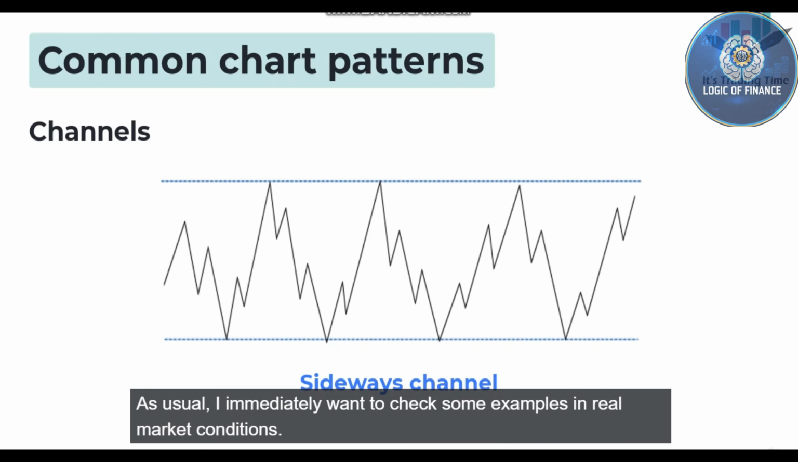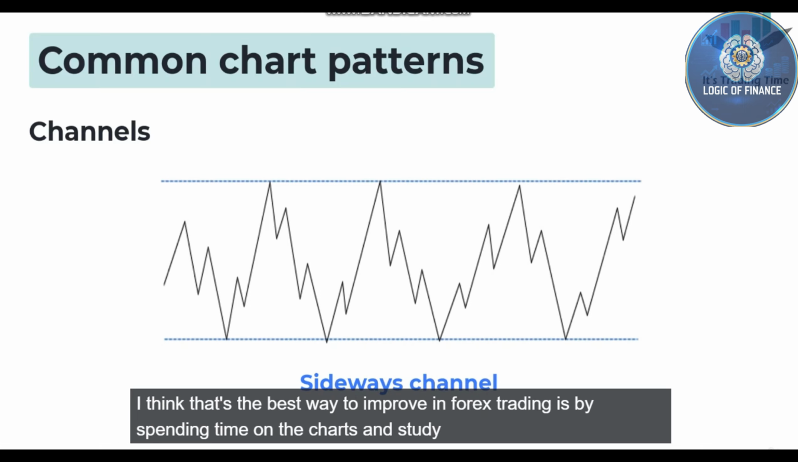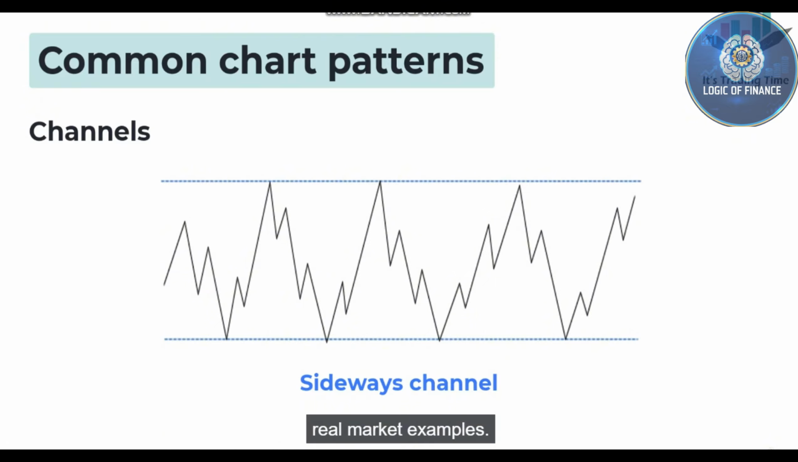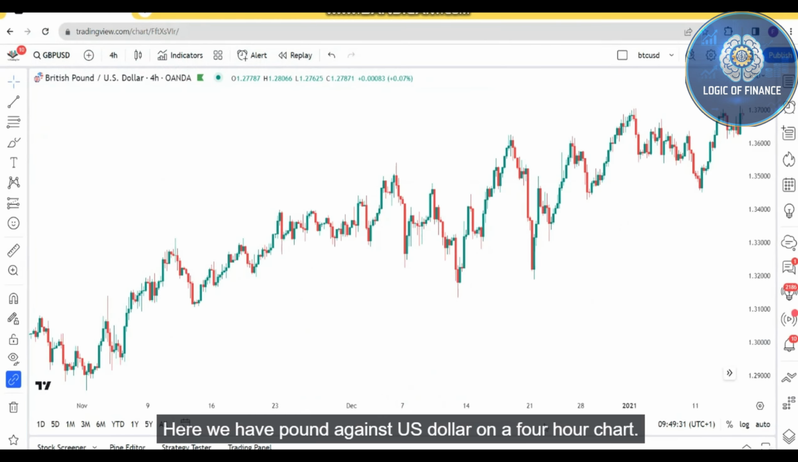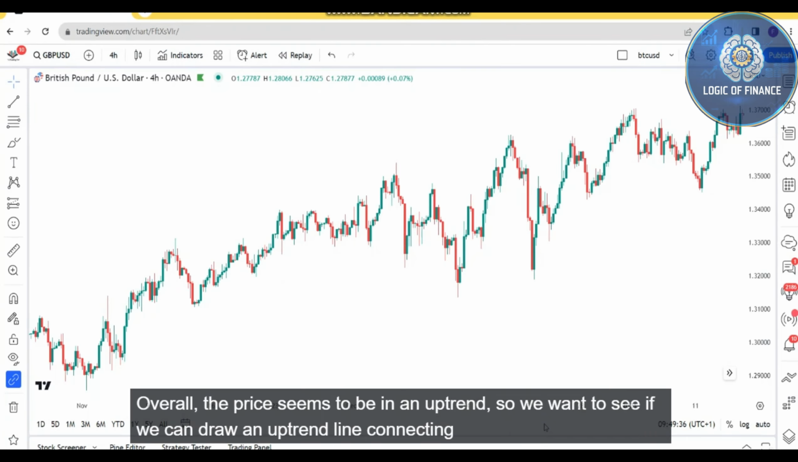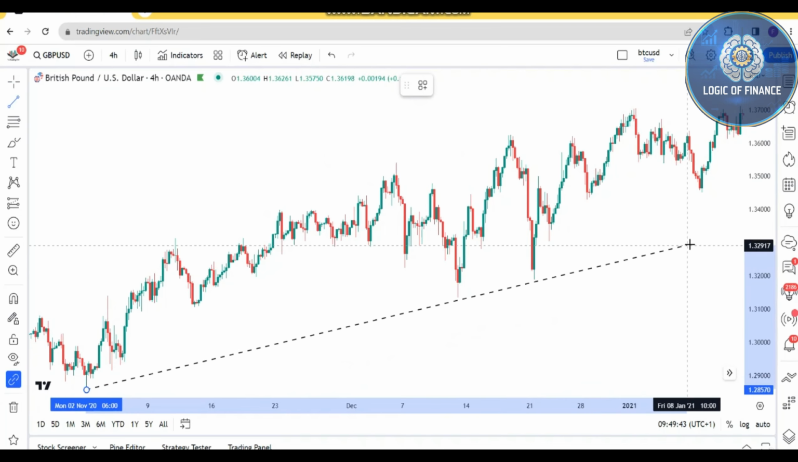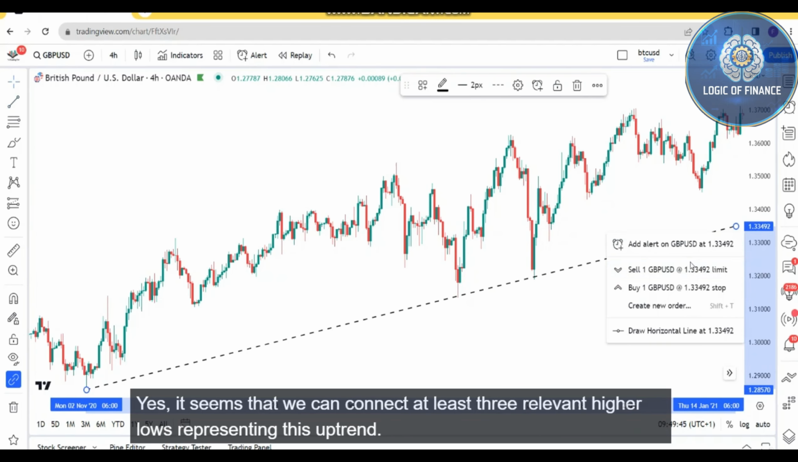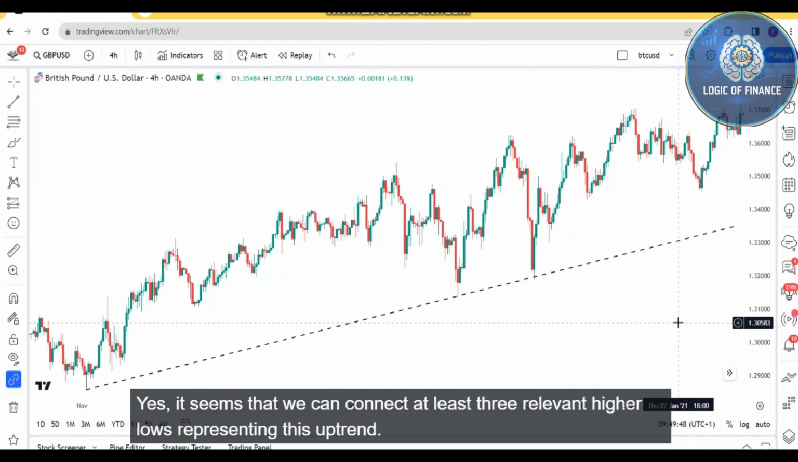As usual, I immediately want to check some examples in real market conditions. I think that the best way to improve in forex trading is by spending time on the charts and studying real market examples. Here we have pound against US dollar on a 4-hour chart. Overall, the price seems to be in an uptrend, so we want to see if we can draw an uptrend line connecting higher lows. Yes, it seems that we can connect at least 3 relevant higher lows representing this uptrend.